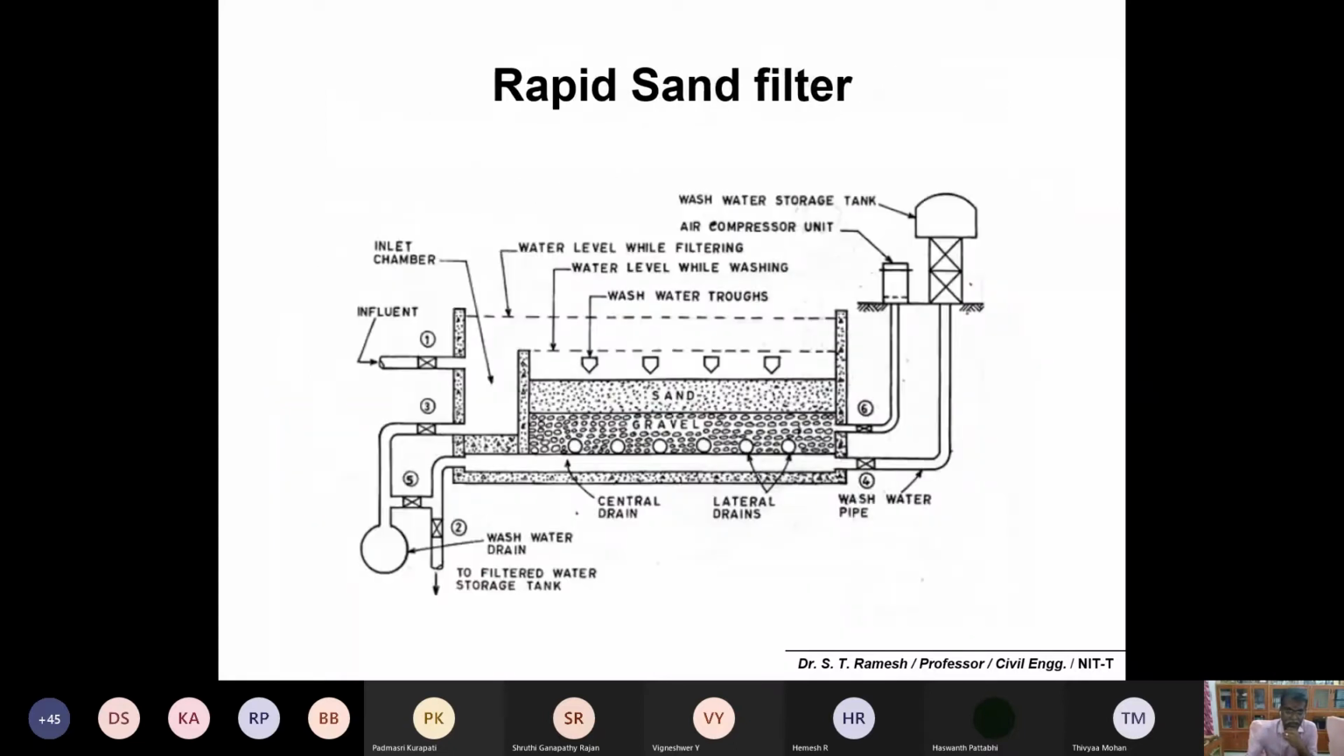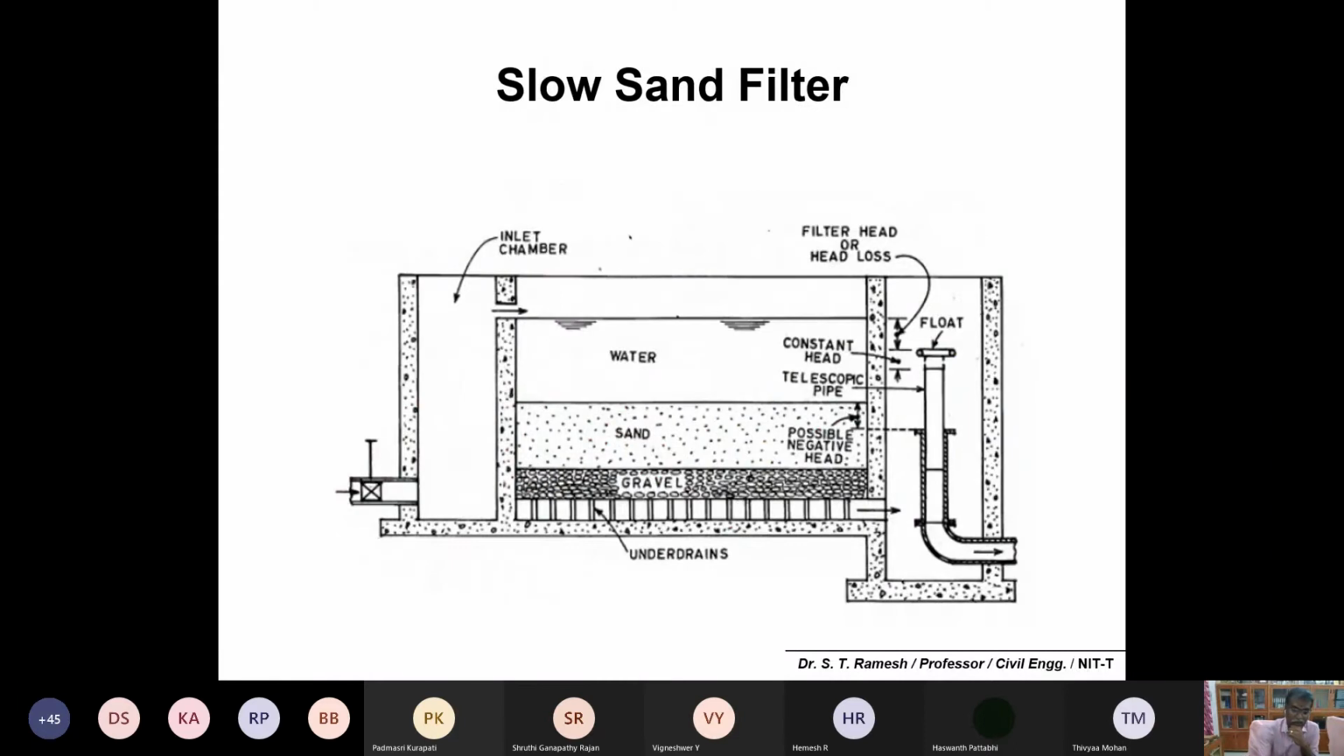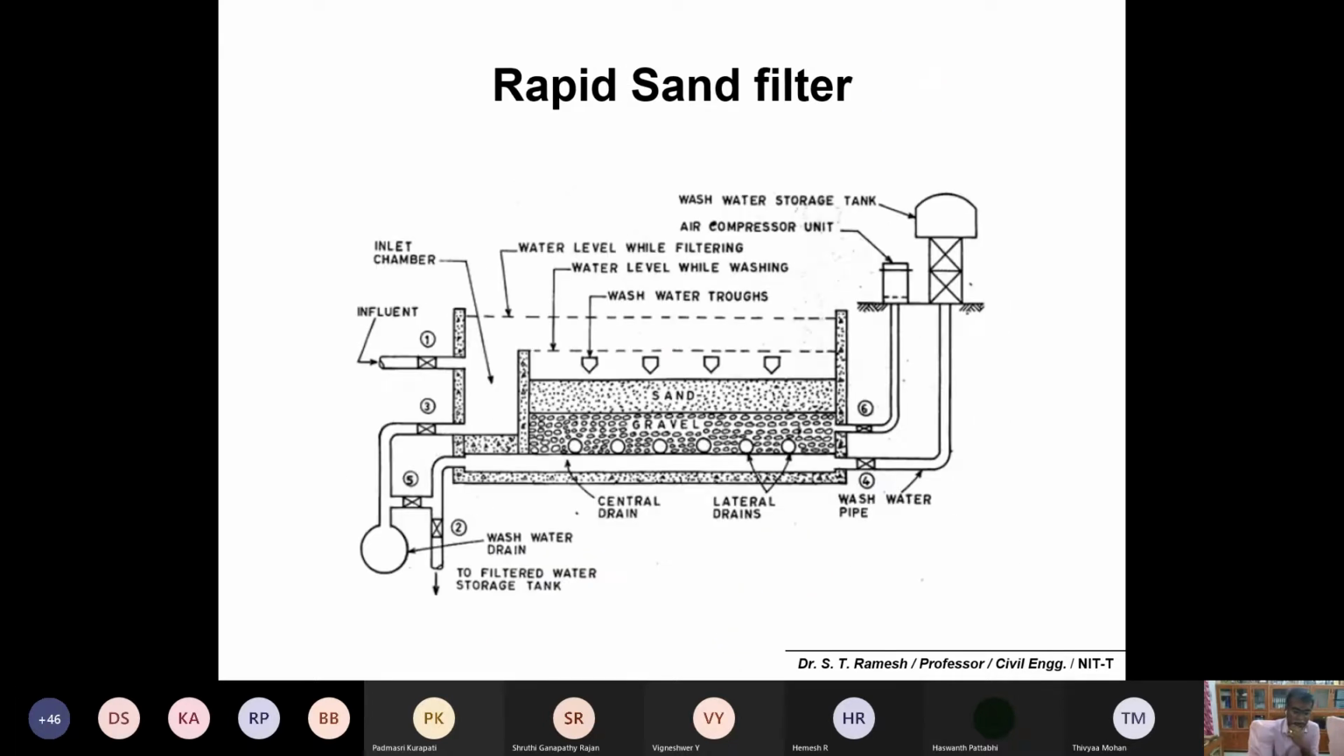So this is the slow sand filter. As I told you, the different parts or components of the filters are: number one is containment, and number two is your under drain system, and on top you have wash water troughs. Slow sand filter and rapid sand filter also have gravel media, different layers of sand. That is a filter bed. This containment structure, at the bottom you have under drains, and on top you have wash water troughs to collect the backwash effluent.